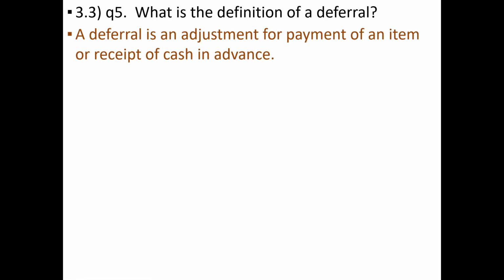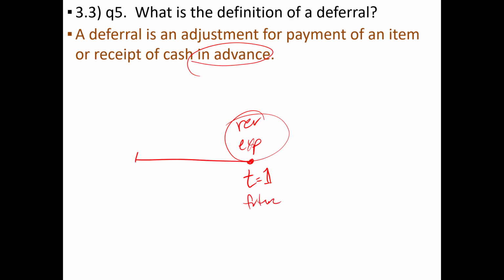So the definition of deferral is an adjustment for payment of an item or receipt of cash in advance. So imagine we have this event, revenue or expense. Okay, it happens at time equals 1. Maybe that's 1 month from now, maybe it's tomorrow, maybe it's 1 year from now. The idea here is that this revenue or expense needs to be recognized in a particular period in the future. This is the future. But if we look today, if today is time equals 0, then realize cash has potentially been received or has been paid right now.